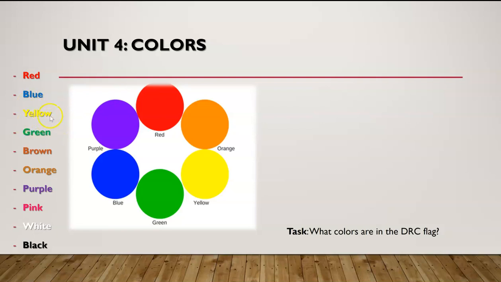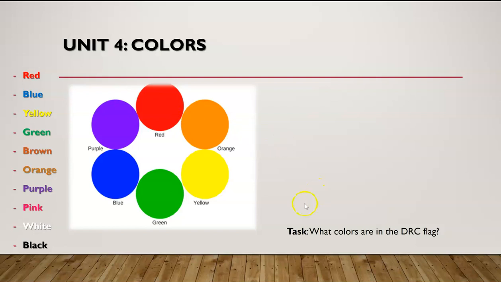You have yellow. This is yellow. You have green, you have brown, you have orange, you have purple, you have pink, you have white, and you have black. So here you have some. This is purple. I already talked about blue. This is green. This is yellow. This is orange, and that's red.